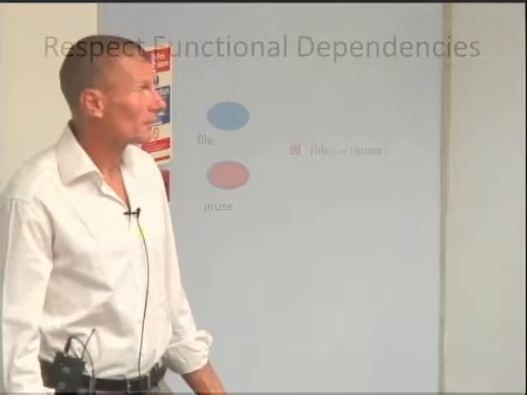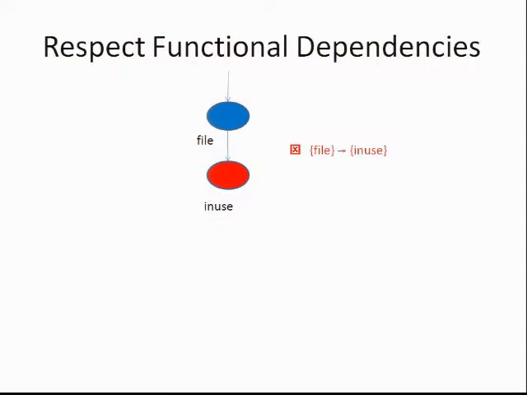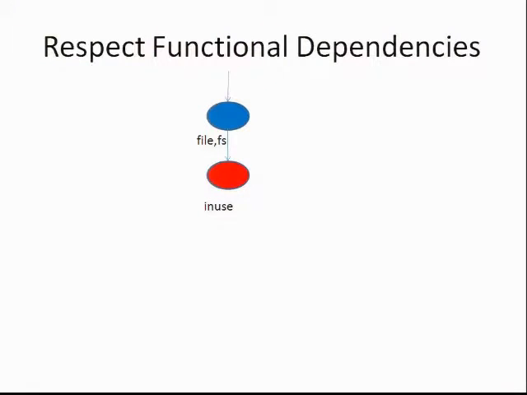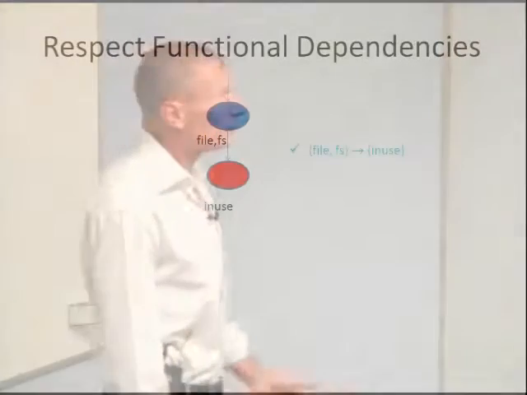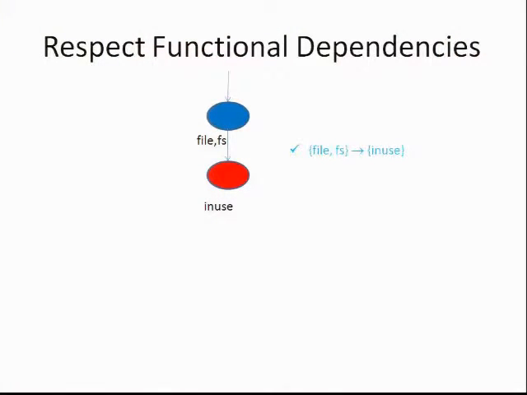Because you don't know which file system? Exactly. Because you don't know what the file system is, or if you think in terms of our system, the file has not determined in-use. If you put the file in the FS, then it becomes valid, because the file in the FS determines the in-use. And with the functional dependency, we can just check it.